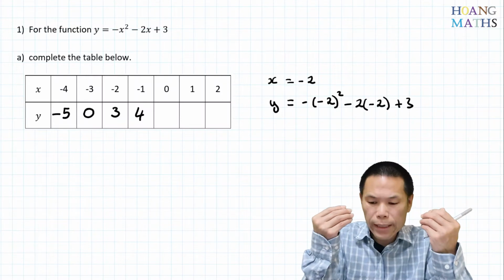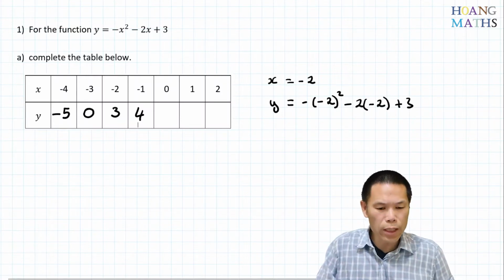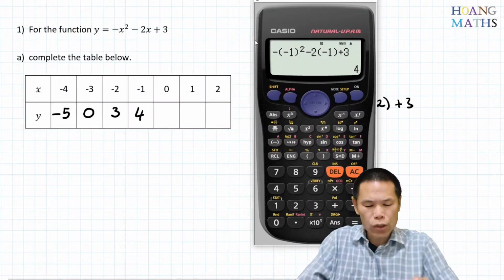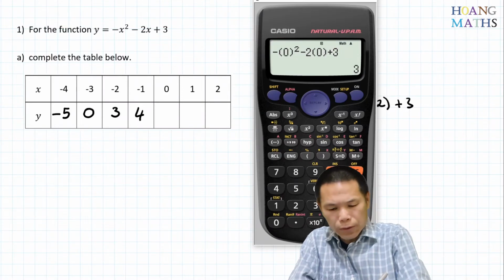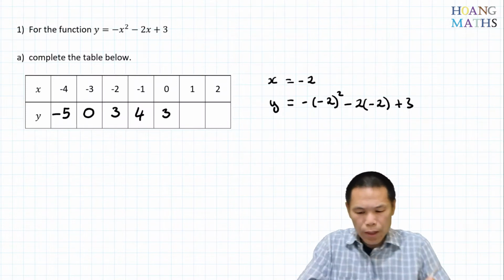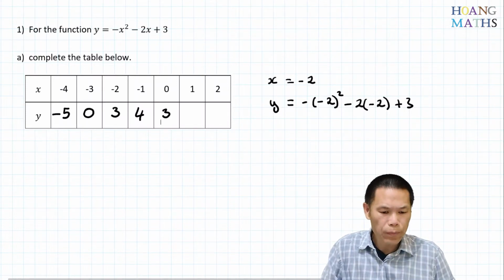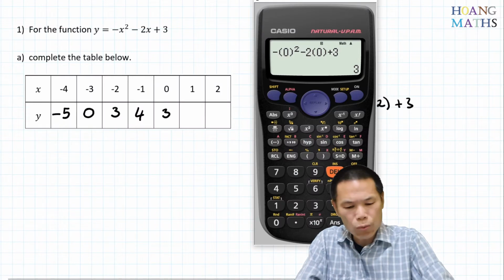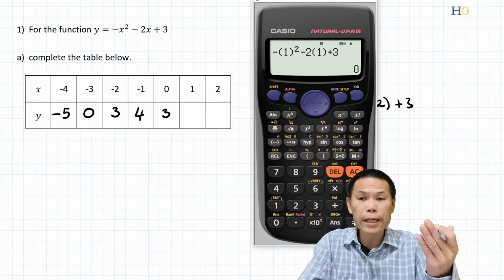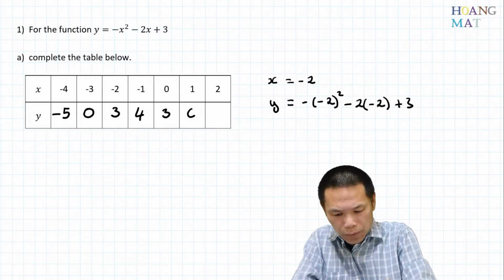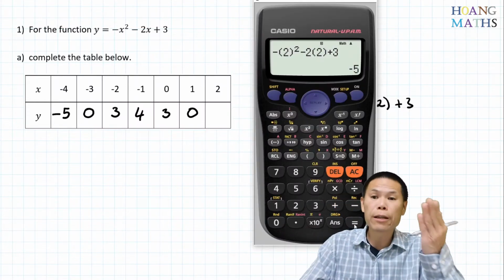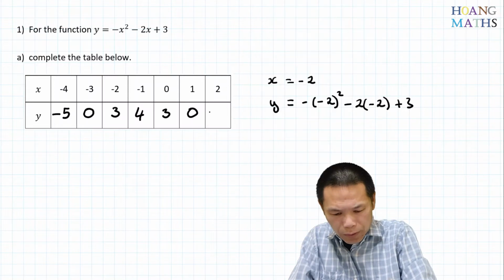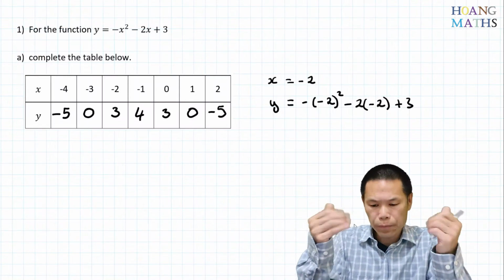And when x is 0, you should get a 3. Otherwise, I can just go back and change it to 0. There you go. It's 3. And when x is equal to 1, I just change it into 1. So the answer is 0. And when x is equal to 2, it is negative 5. There you go.